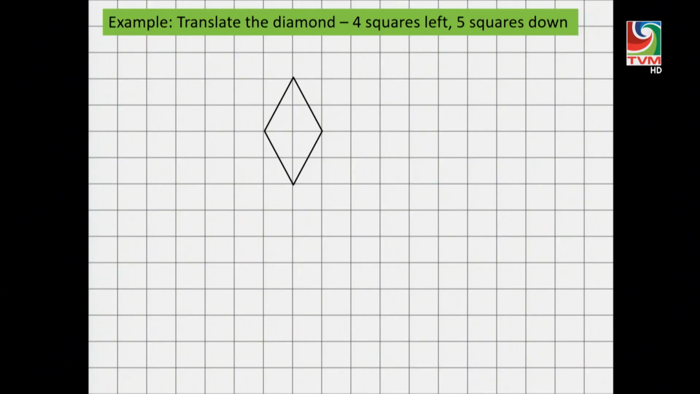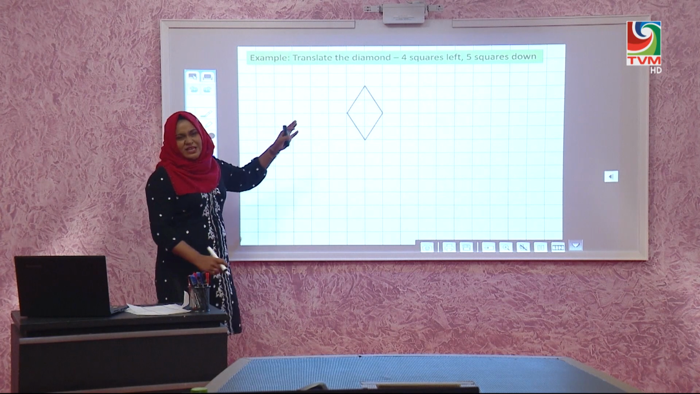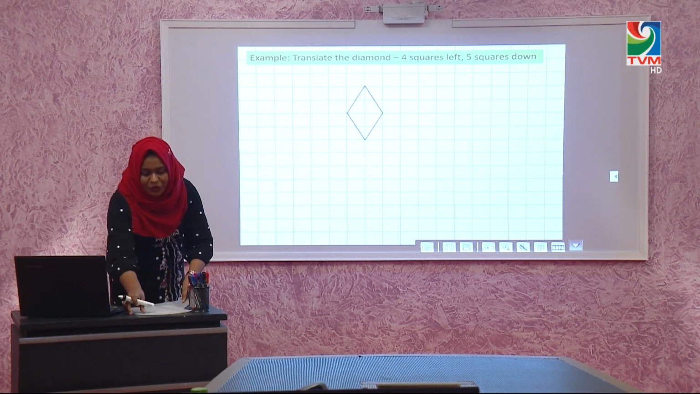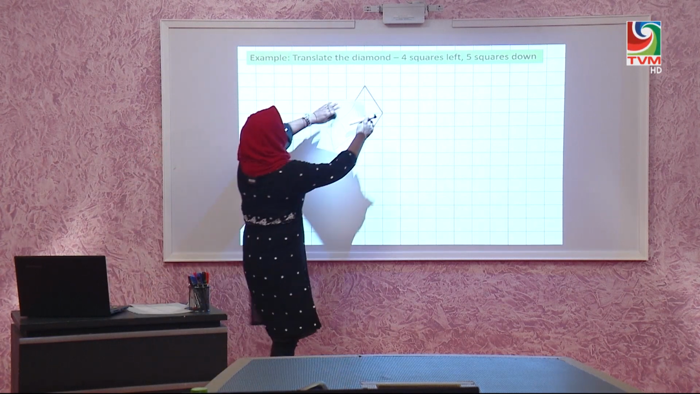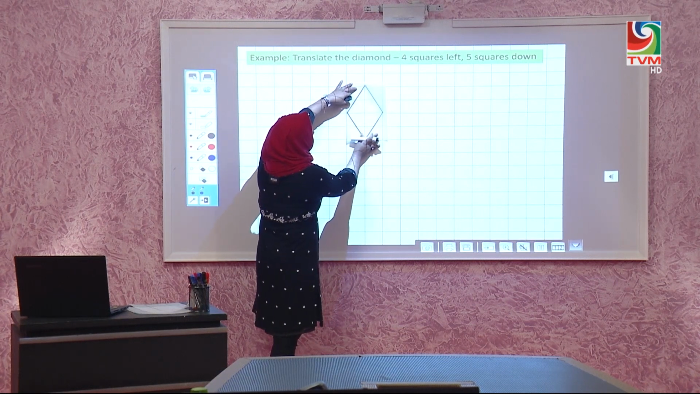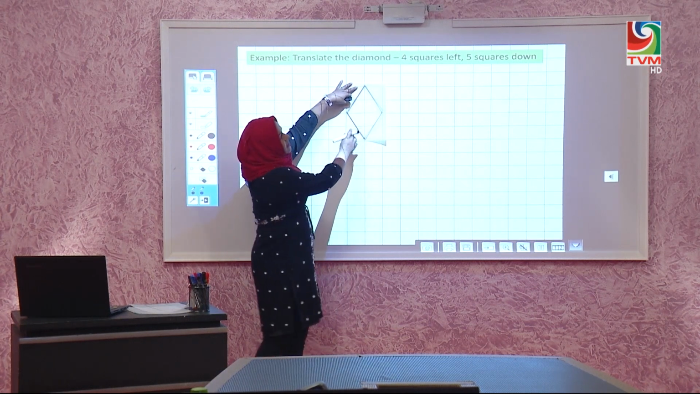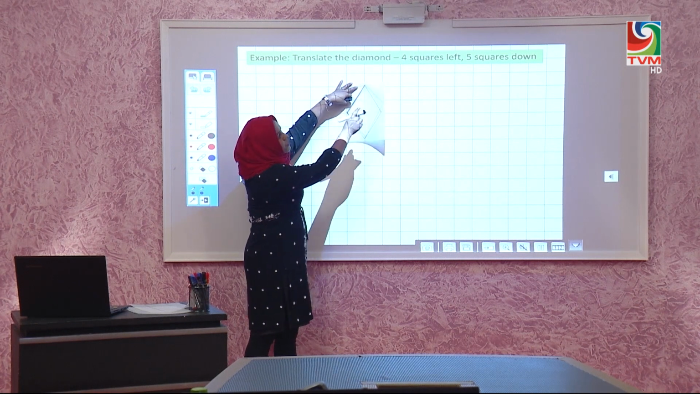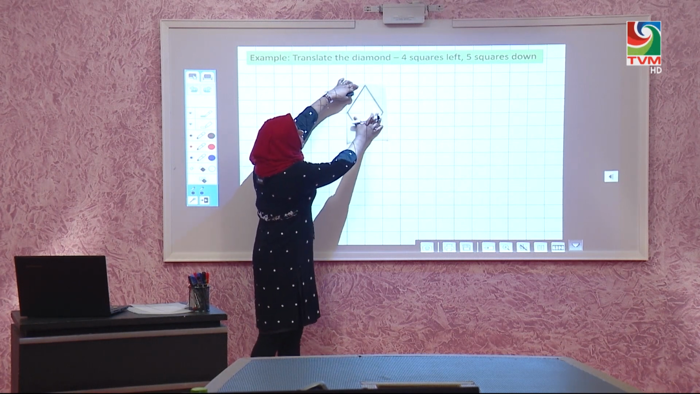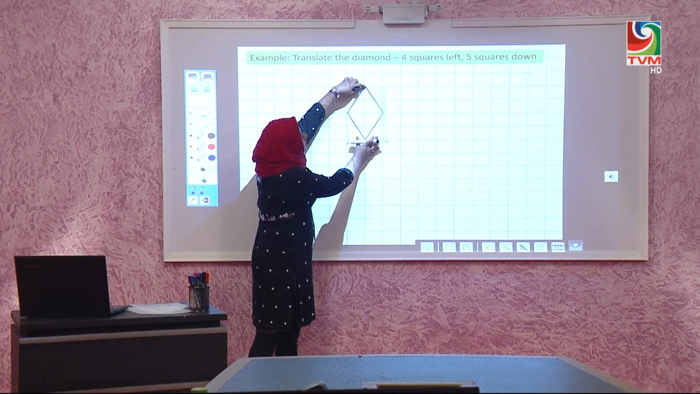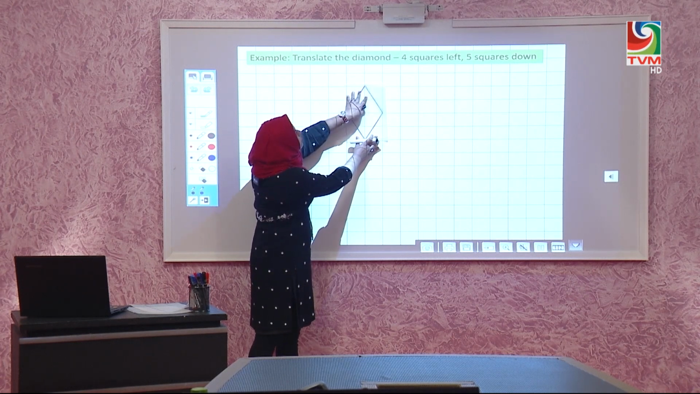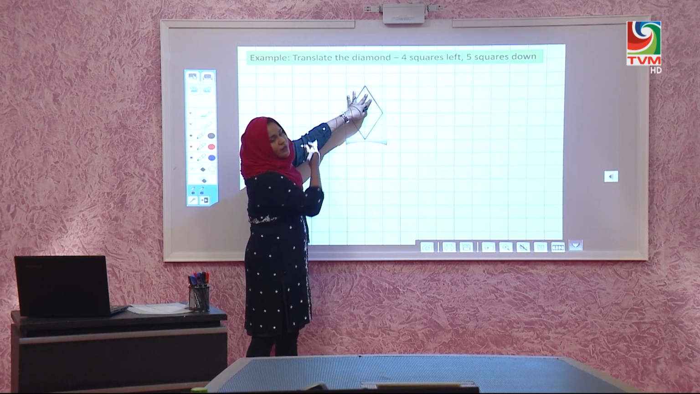We are going to do another example. It says translate the diamond 4 squares left and 5 squares down. Now you can follow the same tracing paper method: on a tracing paper, trace the outline of the shape and move the tracing paper with the translation given, 4 squares left, 5 squares down. So here I have drawn the shape on a tracing paper. So we are going to move the tracing paper 4 squares left, 5 squares down.